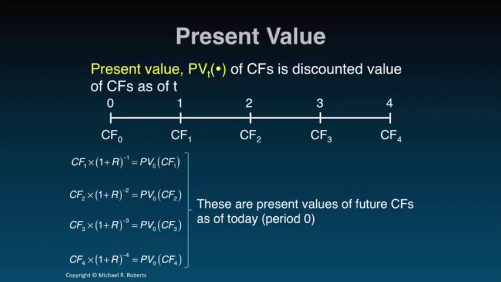Let's get rid of this mess. These values of the future cash flows as of today are called present values. Present value of a cash flow is the discounted value of the cash flow as of period t, or in this case, period 0. And the notation is just that. Present value as of period 0 of cash flow 1. Present value as of period 0 of cash flow 2. It's just some notation that'll be useful as we move throughout the course.